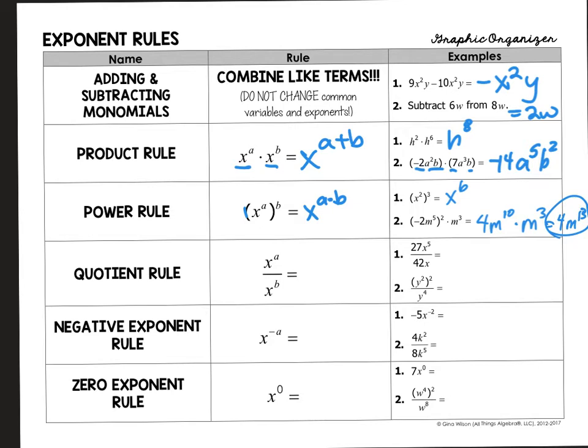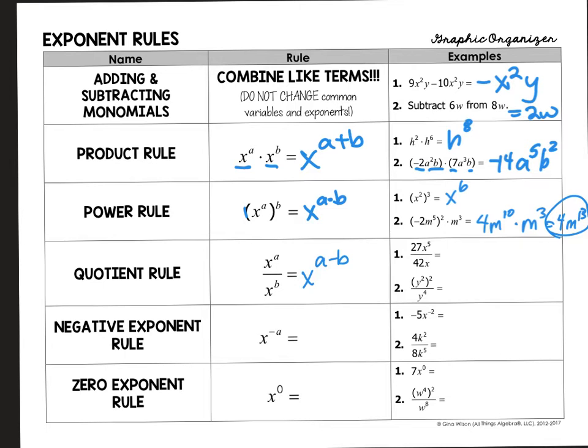Okay, quotient rule happens when you divide. And in quotient rule, you're actually going to subtract your exponents, and you always subtract the top minus the bottom. So x to the a over x to the b becomes x to the a minus b. We would subtract our exponents.